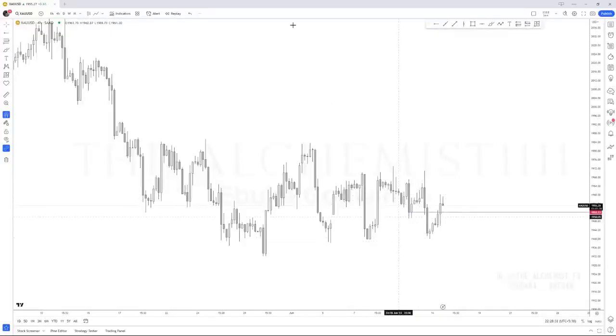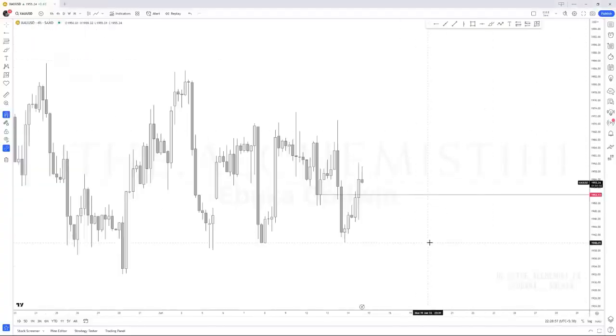I have some more questions actually. I wrote down a bunch. Next question: when I see you do refinement, when you refine the H4, how far in terms of pips does it have to be? A 25 to 30 pip refinement is perfect.